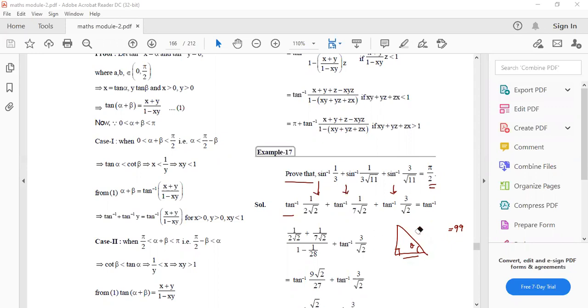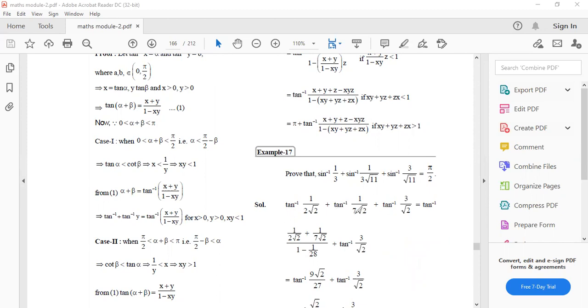Yes, are you getting this? And what about sine inverse 3 upon root 11? 3 upon root 11, this is going to be simply root 2, because the square of this is 11. The square of this will be 9. So the square of this should be 2. So this will be root 2. I hope you have understood this.